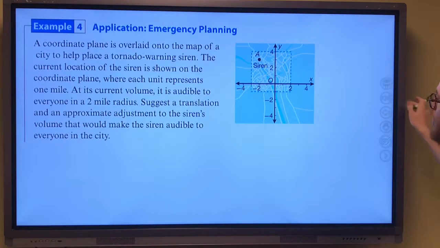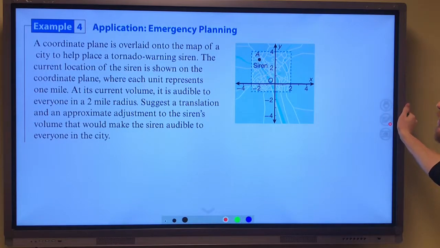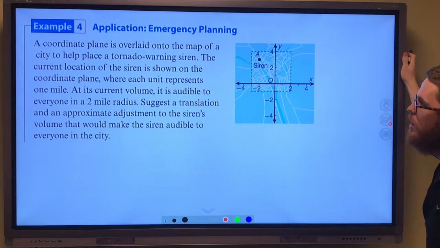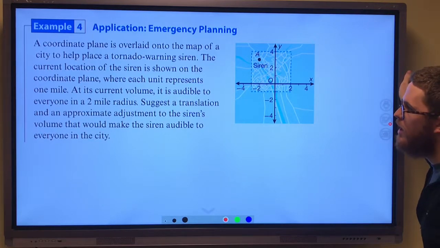Finally, here it says a coordinate plane is overlaid on the map of a city to help place a tornado warning siren. The current location of the siren is shown on the coordinate plane, where each unit represents 1 mile. At its current volume, it is audible to everyone in a 2-mile radius. Suggest a translation and an approximate adjustment to the siren's volume that would make the siren audible to everyone in the city.